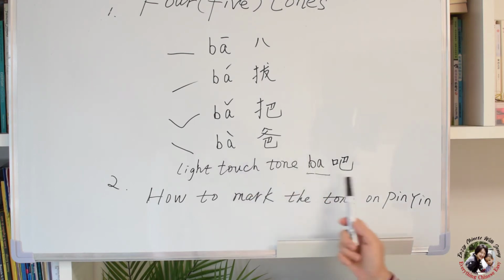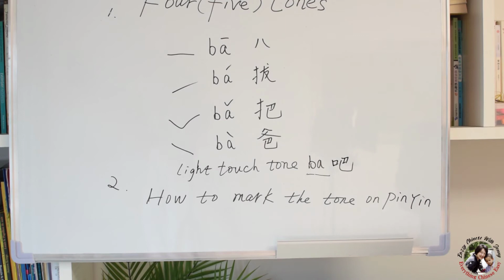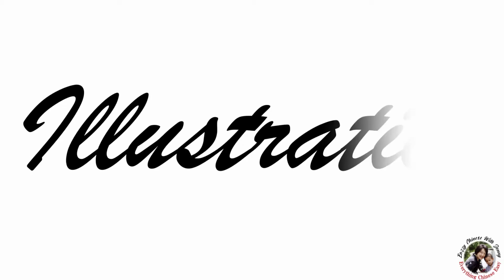The same thing, this one you just say ba, ba, ba. It's not the first tone. It's just a very light and quick touch. You say 好吧, fine, which is, if someone asks you, would you like to go out to eat together? You say 好吧, means fine. So at the end, you put this light touch tone. It's very quick and light.